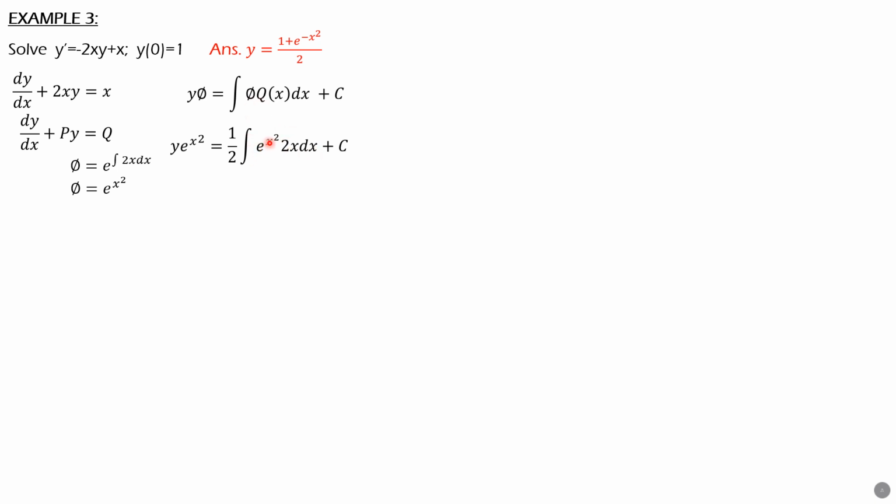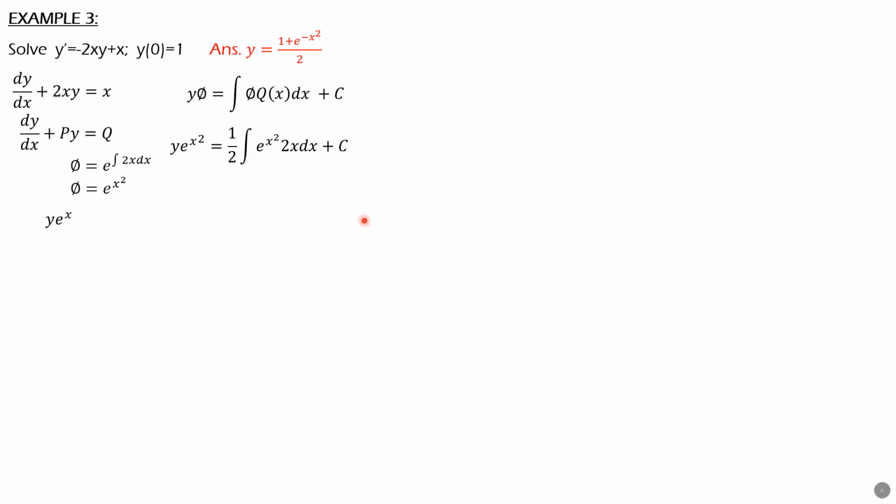Supposedly it is e to the x squared, then q of x is x e to the x squared dx. So we introduce 1/2 here and multiply this by 2 so that this is in the form integral of e to the u du plus c. So therefore y e to the x squared equals 1/2 e to the x squared plus c.